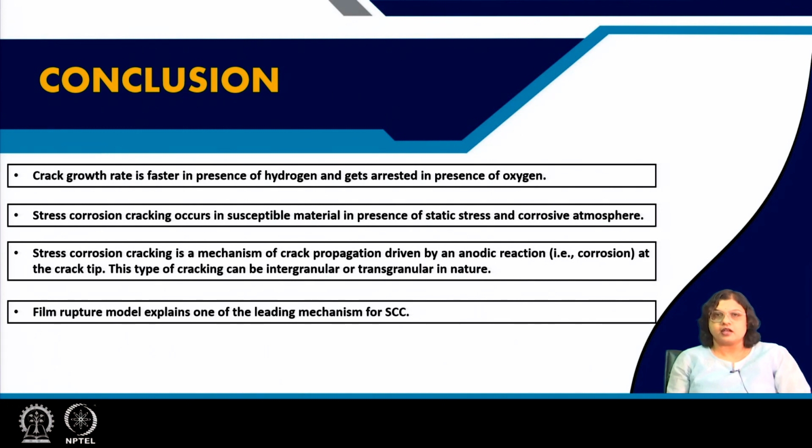Stress corrosion cracking is a mechanism of crack propagation that is driven by the anodic reaction. As we have seen, the corrosion reaction behaves like an electrolytic cell, and the crack tip forms the anode. This type of cracking can be either intergranular or transgranular in nature. One of the leading mechanisms for stress corrosion cracking is the film rupture model, which has been discussed.